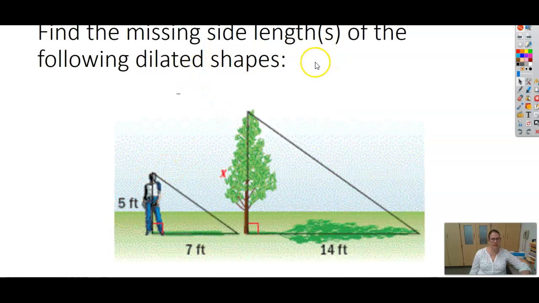Okay. Find the missing side length of the dilated shapes. I had a right triangle that was, the legs were 5 and 7. I want to know what x is. Again, 14 divided by 7 is 2. Put the image over the pre-image, so I know I just need to multiply by 2.